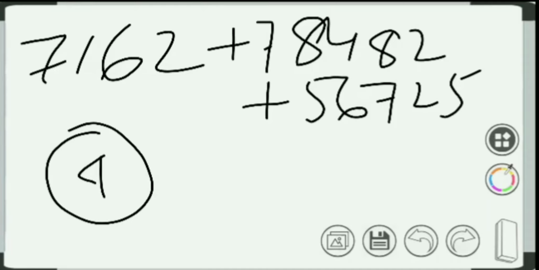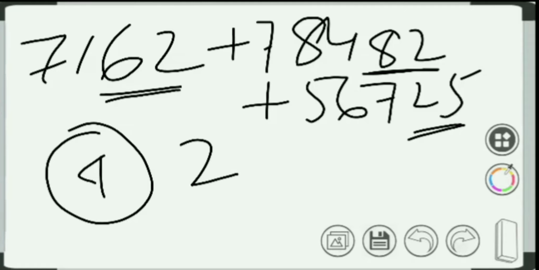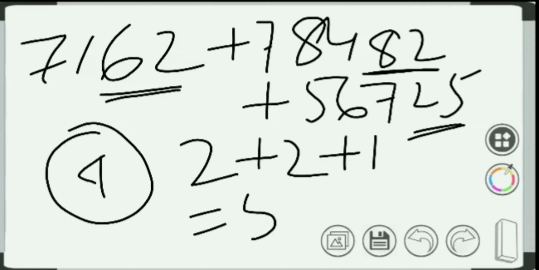To do this, we just check the last 2 digits of every number. 62 divided by 4, remainder is 2. 82 divided by 4, remainder is 2. 25 divided by 4, remainder is 1. This is equal to 5.